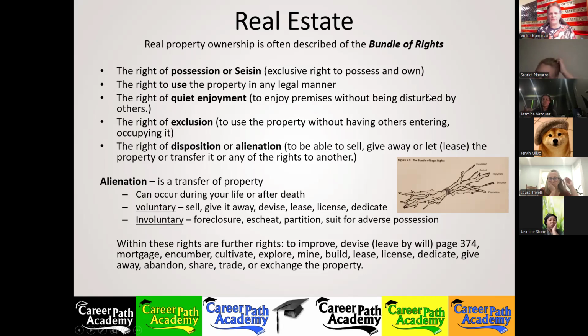So, when it comes to real estate, we're going to learn about the bundle of rights. You know, when I got my real estate license way back in the day, before we got into this section, we first talked about how does real estate work in other parts of the world and how does it work here in the United States?